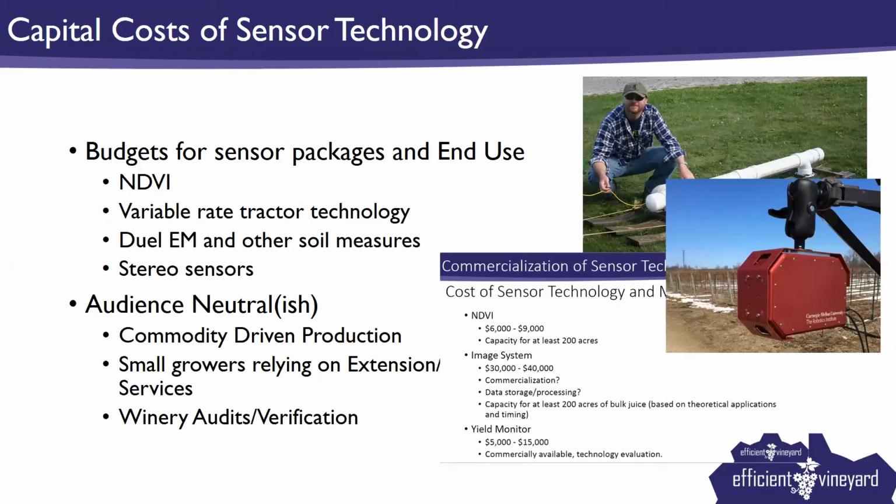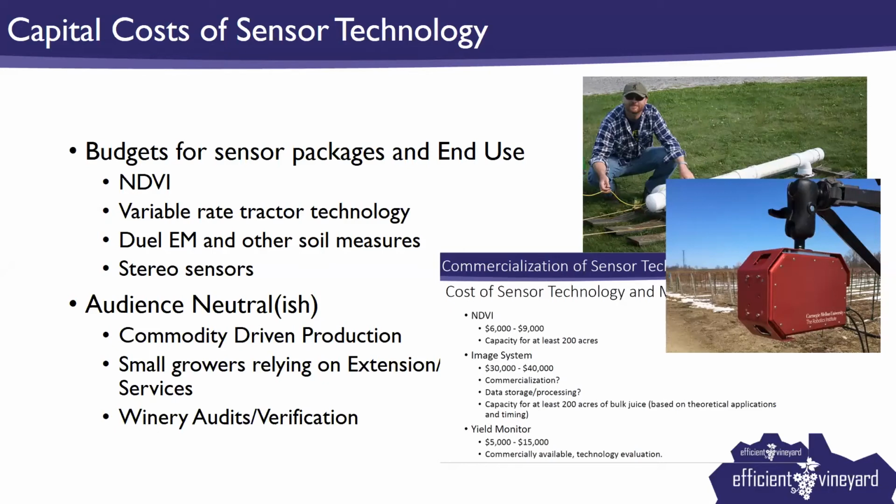We try to remain pretty much audience neutral. We are located in an area that's commodity driven. 90 to 95% of our acreage is basically bulk juice or wine production, but we do have an understanding of other markets, and the emerging small wineries are an important market for our region. So we do see applications in other types of markets, and we would like to service those markets.